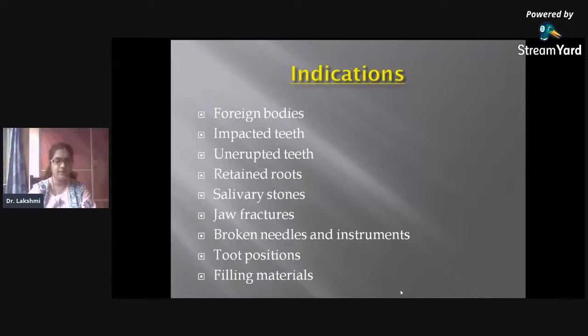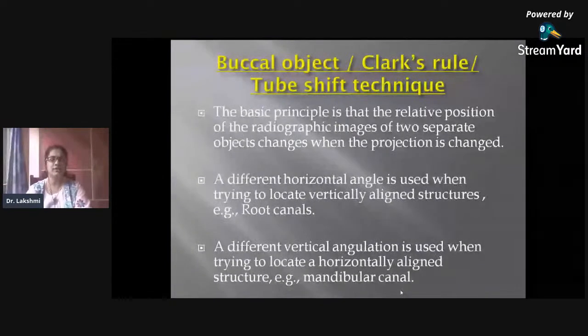Indications are foreign bodies, impacted teeth, unerupted teeth, retained roots, salivary stones, jaw fractures, broken needles and instruments, tooth positions, and filling materials. So there are two things only which we follow here. It's called the buccal object rule, Clark's rule, or tube shift technique. This is the SLOB technique: same side lingual, opposite buccal. Just remember it like that.